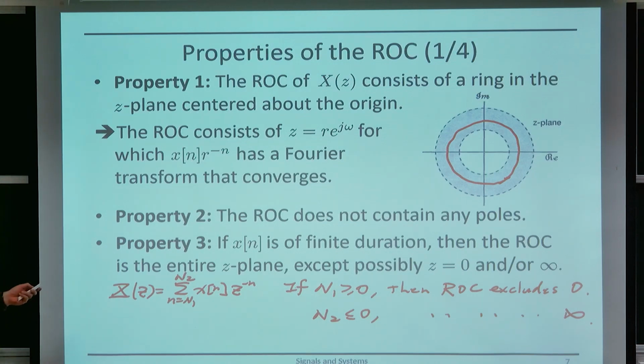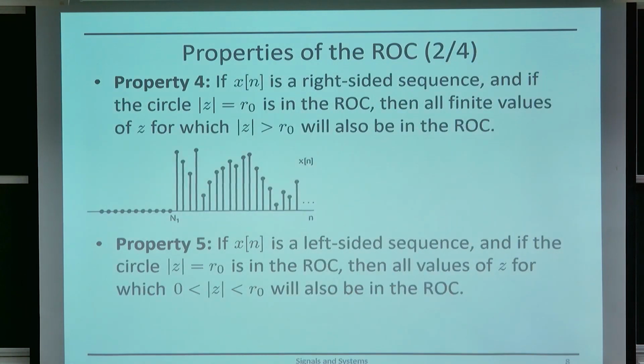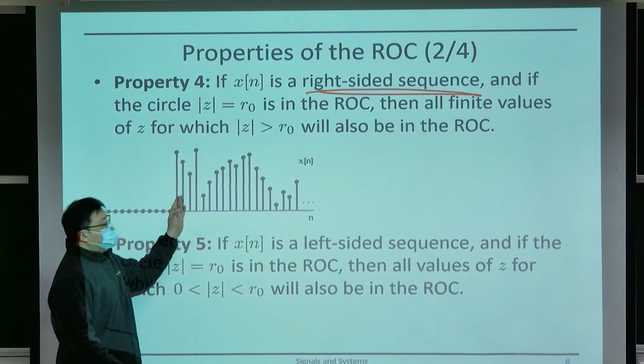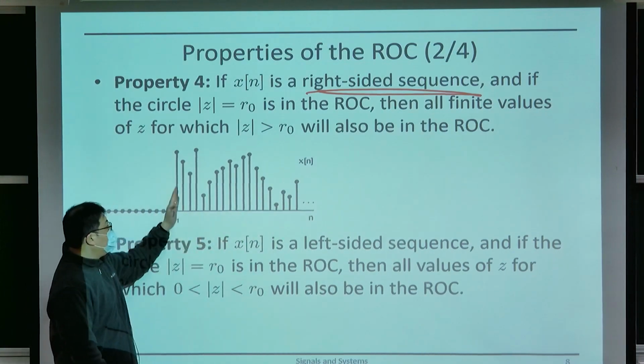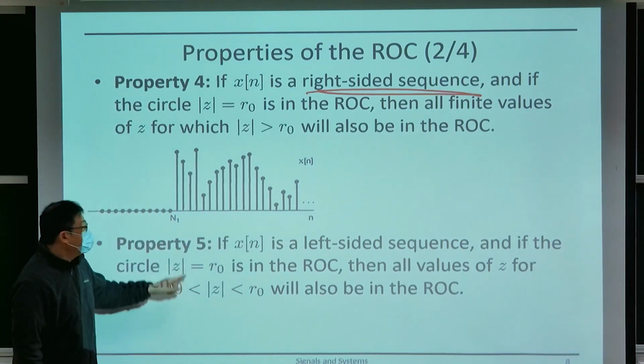Now, the next property refers to right-sided sequences. Suppose that x[n] is a right-sided sequence. A right-sided sequence is something like this, right? It only has non-zero values to the right of some n.